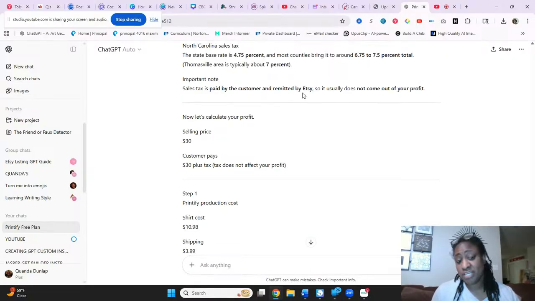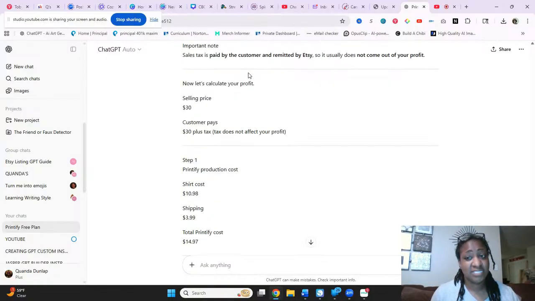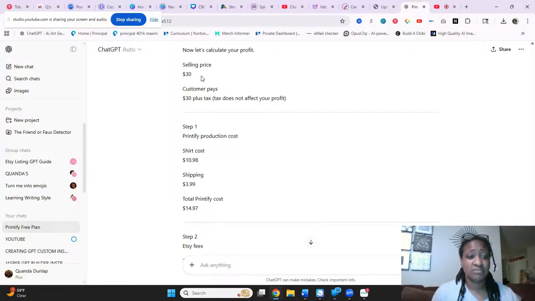And if people want to buy, they buy. If they don't, they don't. That's just my cost, and it might go up. I ain't gonna lie to you. Okay, so sales tax is paid by the customers and remitted by Etsy. Okay, we went through that. See, it says the state base is 4.75%, and most counties bring it around 7%. I finna say, honey, I need to talk to somebody because taxes ain't taxing right. But anywho, now let's calculate the profit.